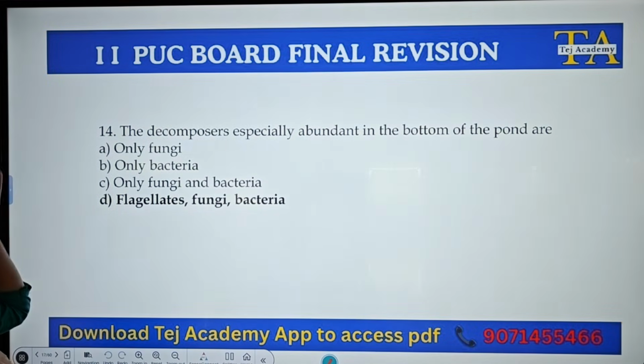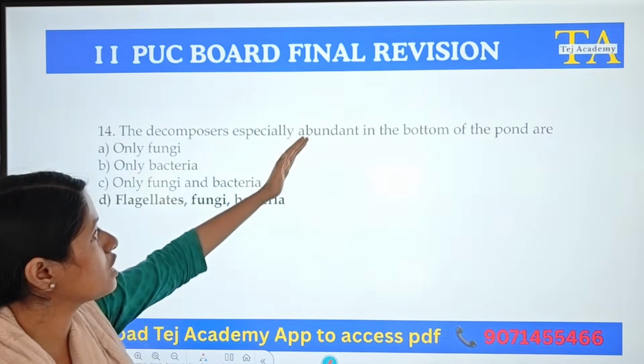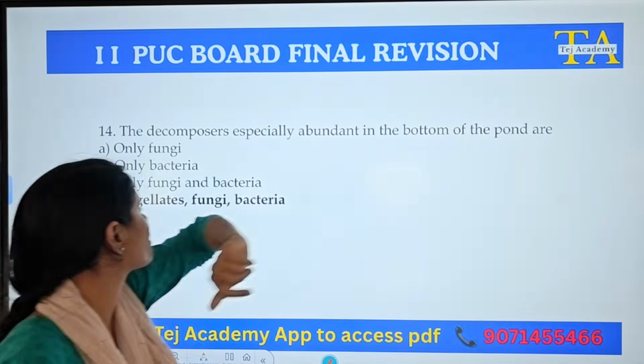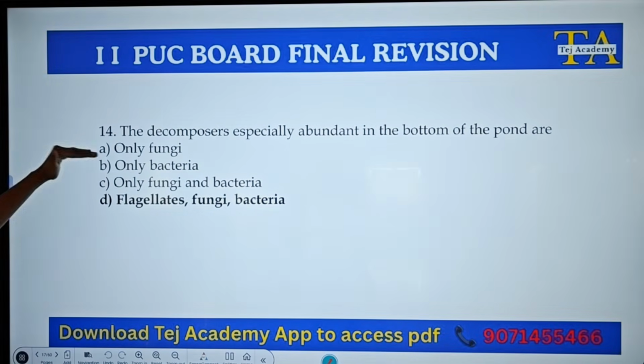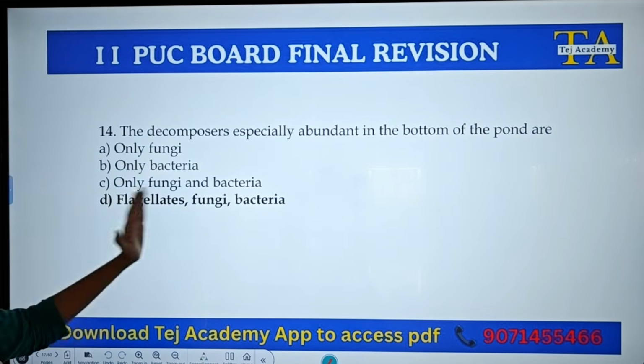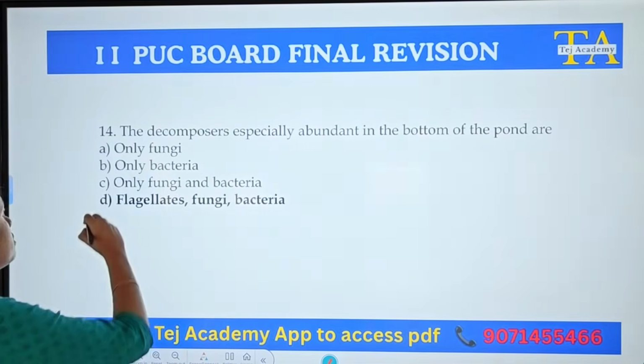14th question is, the decomposers especially abundant in the bottom of the pond are: only fungi, only bacteria, only fungi and bacteria, and the fourth option is flagellates, fungi and bacteria, and this is the right answer.